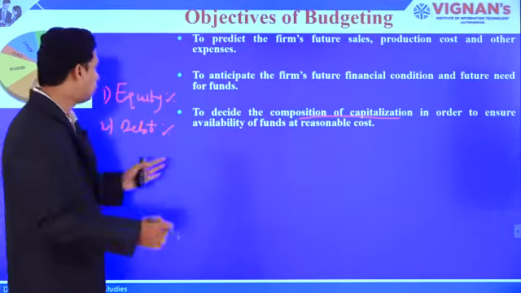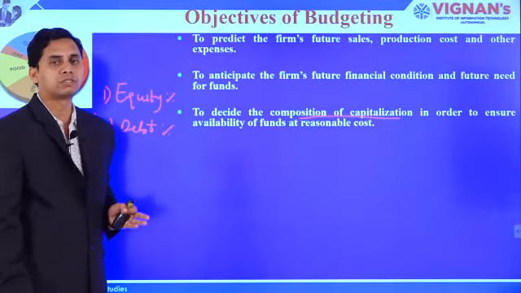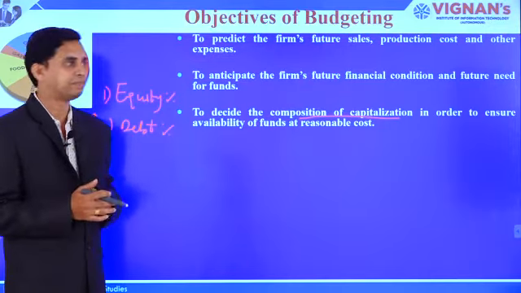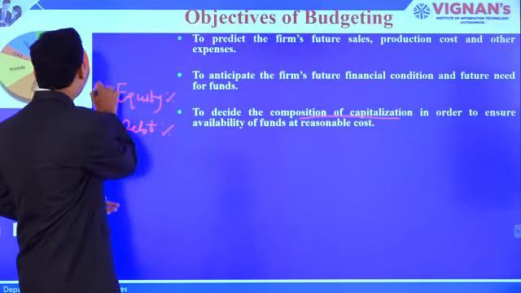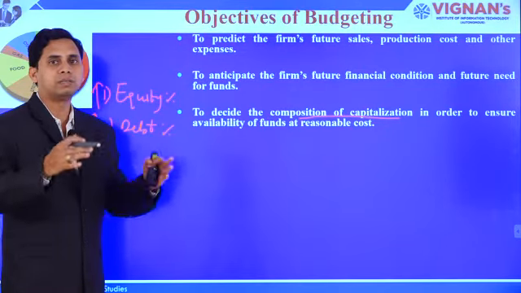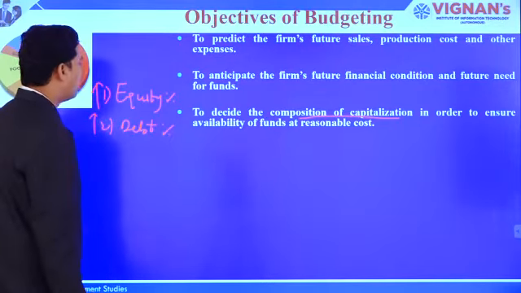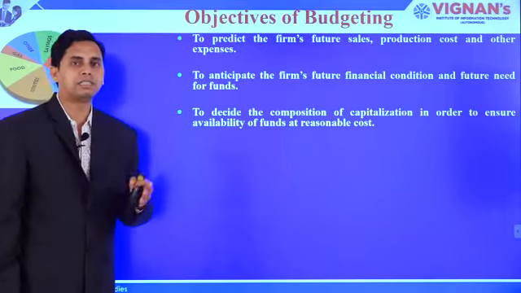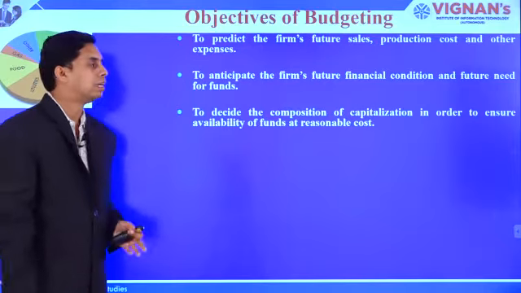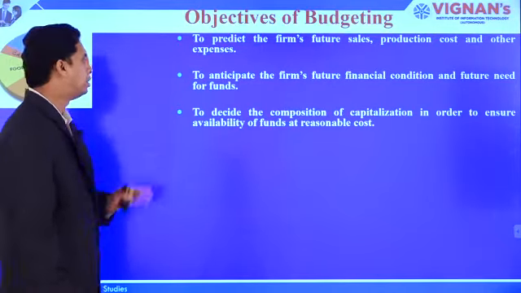Because if you go for a high amount of debt, funds may be available at a cheaper cost, but at the same time, fulfilling the debt or coupon rate is very tough. And if you go for more debt capital, whatever profits the company is generating, you are giving to more people and there is nothing left for you. That's why both are very important. To get funds at a reasonable cost, you must proportionately mix the debt and equity components, which is again planned from the budgeting only.